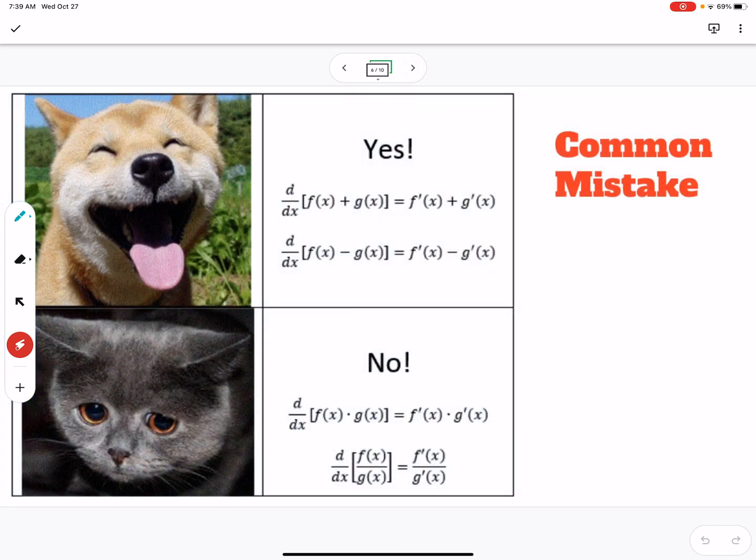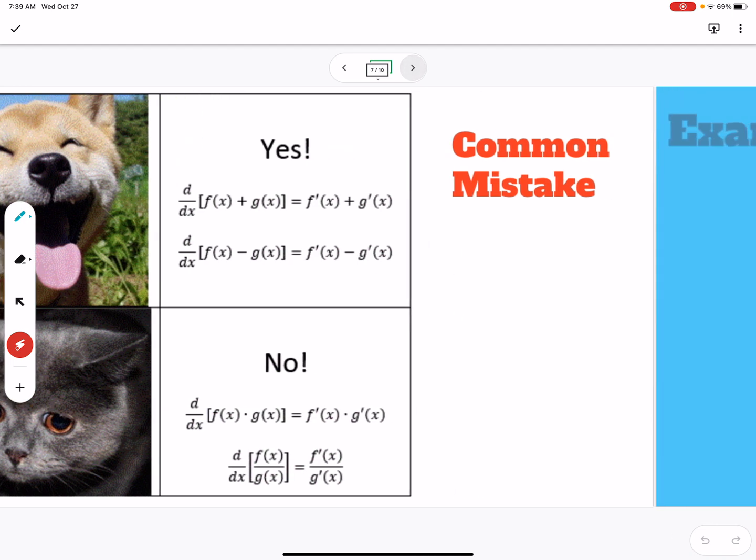If it is addition or subtraction, you can just take the derivative of the first and the second and add them together, or subtract them. But for multiplication, we have to use the product rule. And we're going to look into the quotient rule here in not too long. So without further ado, let's get into that first example.